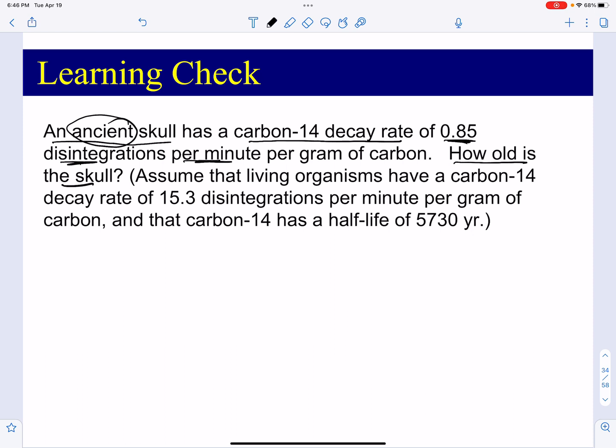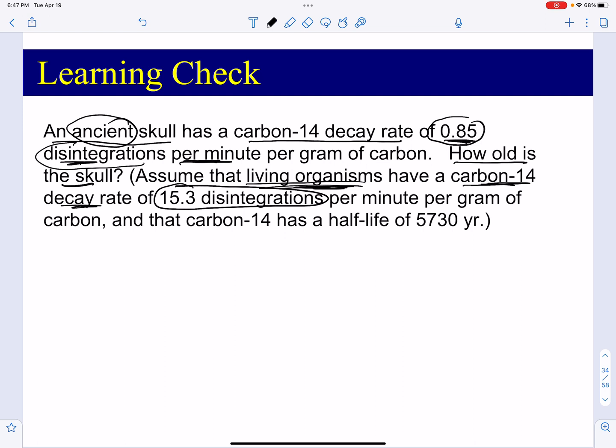Well, you have to know that as long as the organism is alive, the carbon 14 it is getting from the atmosphere gives 15.3 disintegrations per minute. So this is the standard, the normal. That's how many disintegrations you're going to get from carbon 14 as long as you're getting brand new carbon 14. The moment you die, whatever is in your body continues decaying without any replenishment. For this particular skull, the disintegrations are down to 0.85 disintegrations per minute. So the question is, how old is this skull?